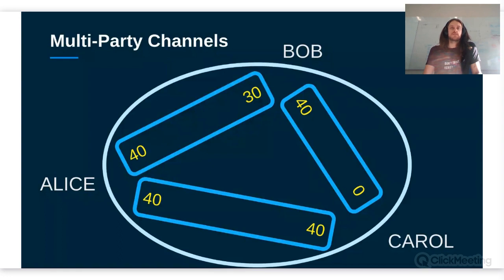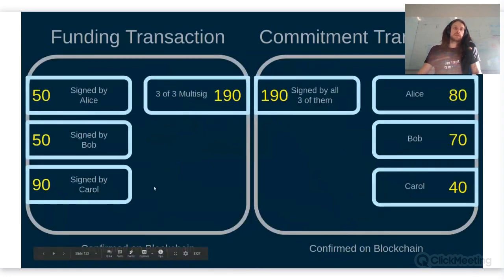And what does everyone else see? They would just see something like this. If they each fund their end of the channel, 50, 50, 90, then the funding transaction would have a single output that needs to be signed by all 3 parties. And then they can do as many transactions as they like within there. And at the end, all 3 of them sign it and they each get whatever funds are left for them.